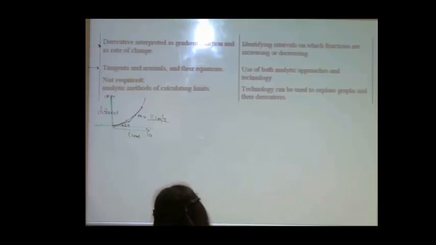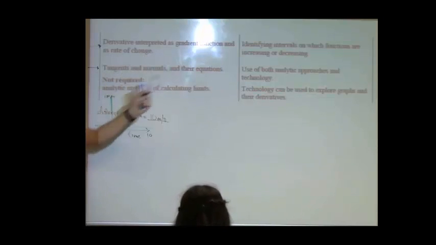And it could be a question about germs or organisms multiplying. And you're saying they're changing at a rate of 20 cells per second. And so that's what the gradient and the derivative tell you. And we'll try and give you an example of that kind of question. Tangents and normals and their equations.